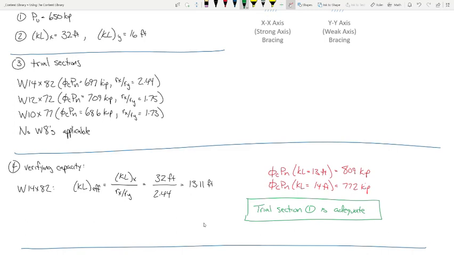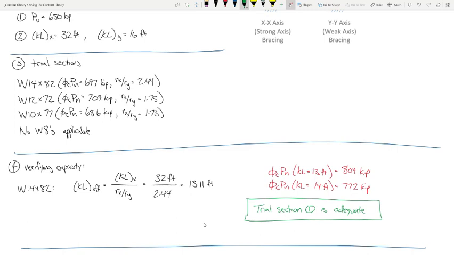Now, there are groups of them that have common values, but there can be a bit of a range there, especially as you start getting into much heavier sections. So I don't really think there's a better way of getting the lightest shape every time, is what I'm getting at.